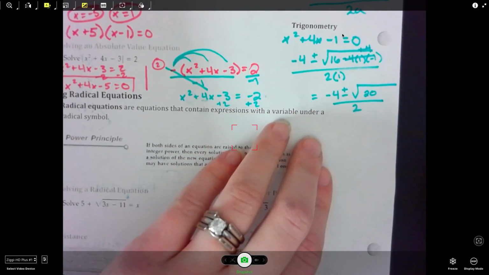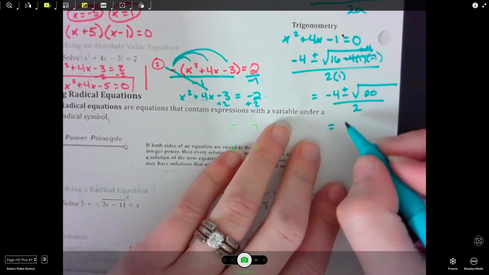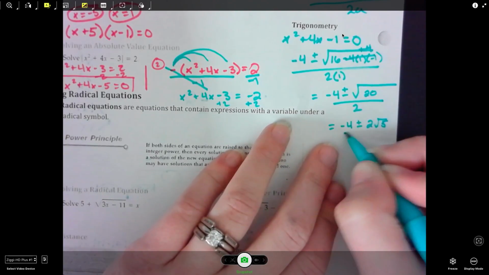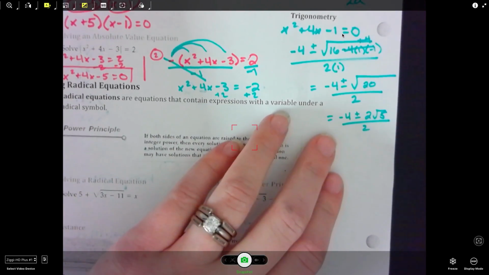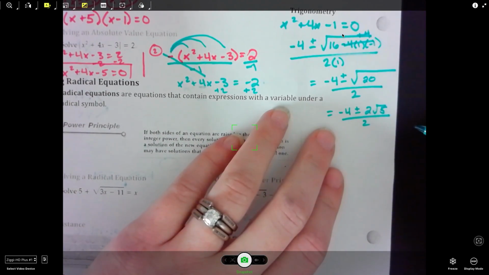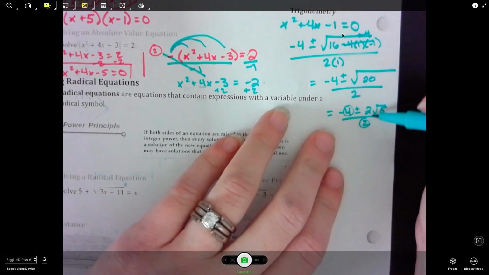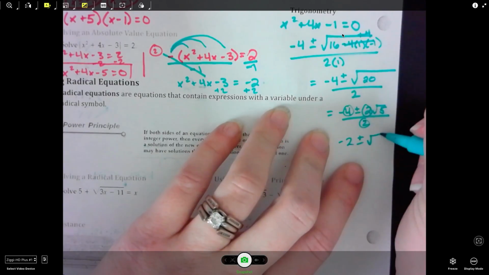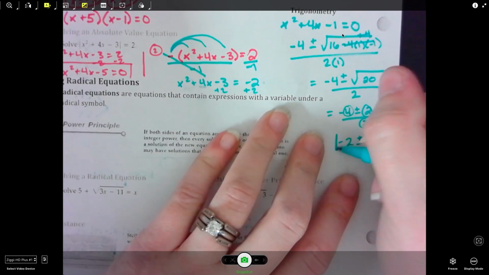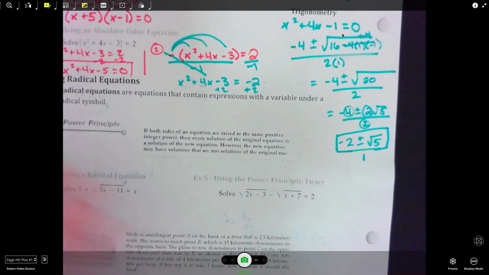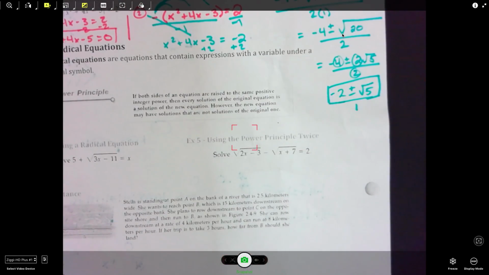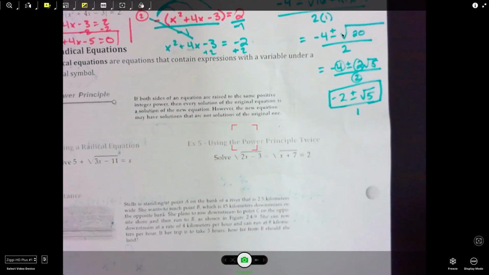And then there's a couple more things that I can do. That square root of 20 will break down. It will become negative 4 plus and minus 2 square roots of 5. If you don't believe me, you can check that yourself. 2 square roots of 5 is what 20 breaks down into. And then I can take all three of these pieces and divide by 2. So that will be negative 2 plus and minus just the square root of 5 all over 1, or just negative 2 plus and minus the square root of 5. Okay? That will give me a total of 1, 2, 3, 4 answers, because the plus and the minus are 2 answers.